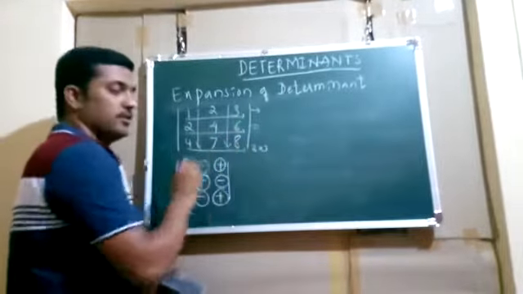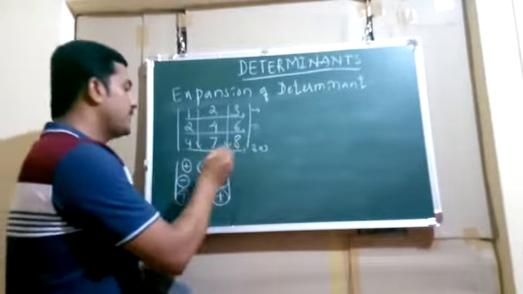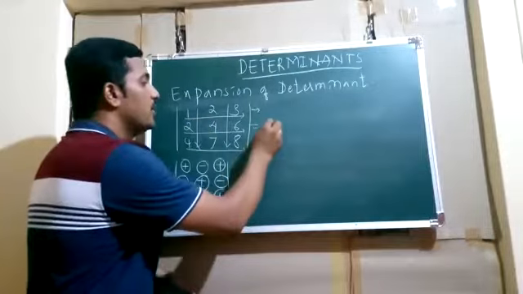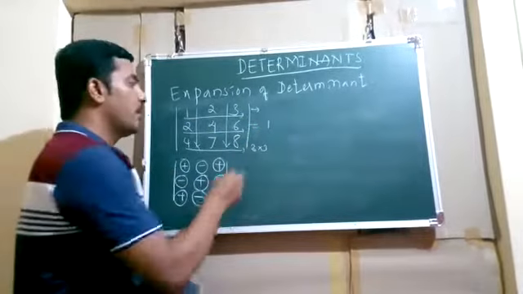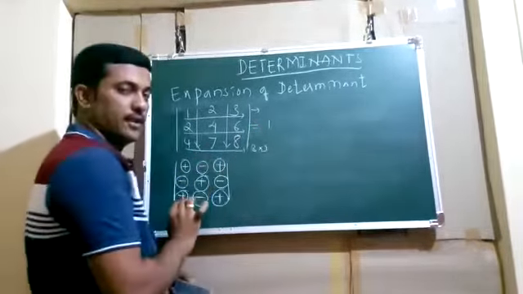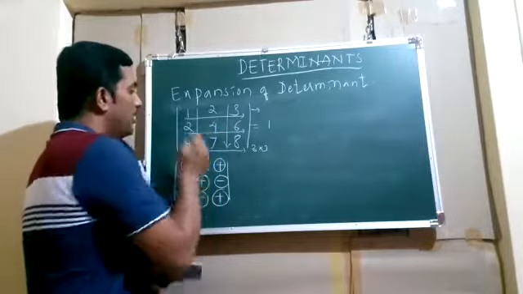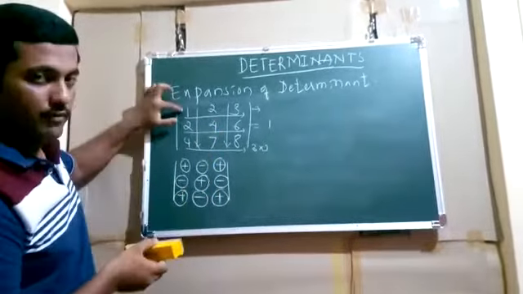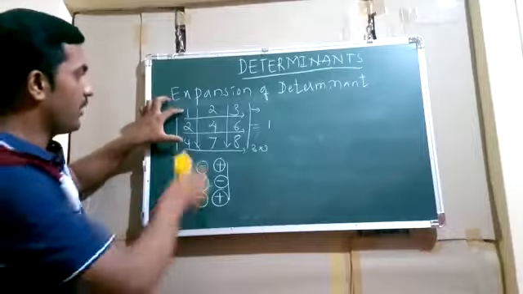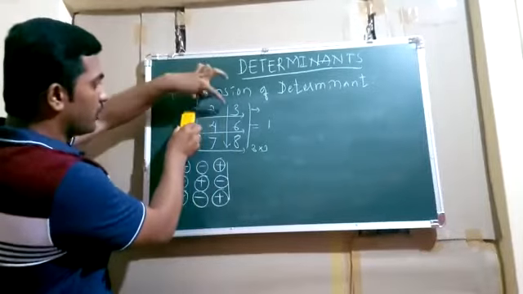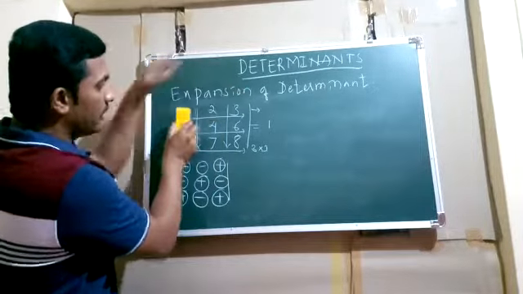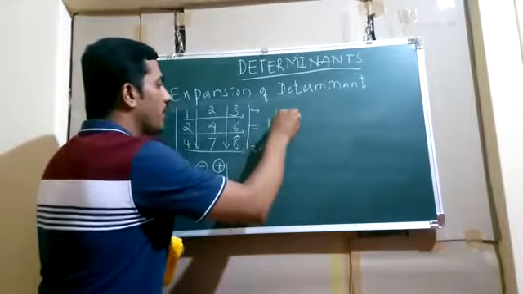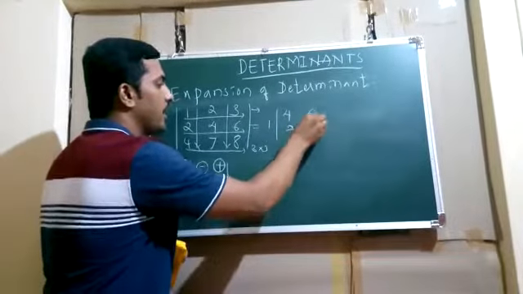Then the signs will be for the first element, so I write like this here. It is a plus, so it's a plus. If you're writing for the element 1, then leave its column and its row. Whatever is left, write in a determinant way. It is 4, 6, 7, 8.